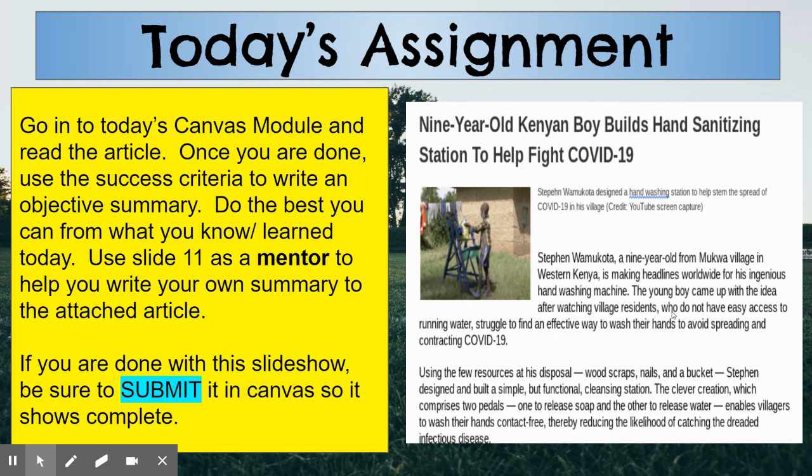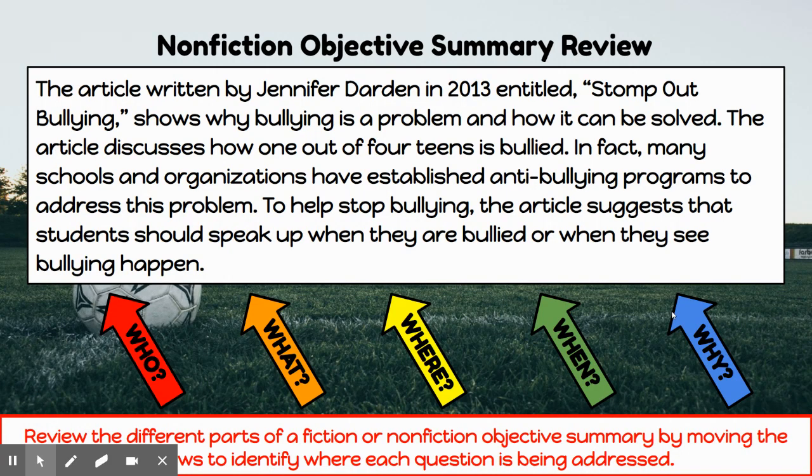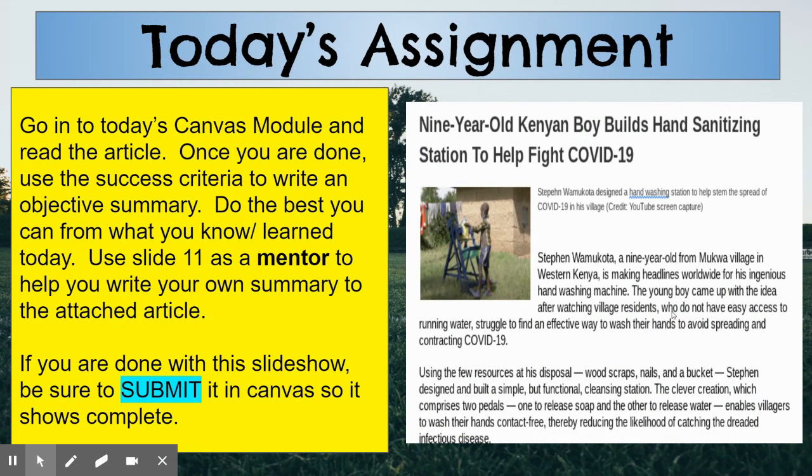And then finally, your last little thing that you're going to practice is you're going to go into the module for today. You're going to read this short little article about a 9-year-old Kenyan boy who's built this hand sanitizing station. And you're going to do your best from what you've learned by going through those slides. Okay? You're going to use slide 11 as a mentor to help you write out your own summary. This last slide over here. This is a mentor right here. So use that as an example of how you're going to start that out.